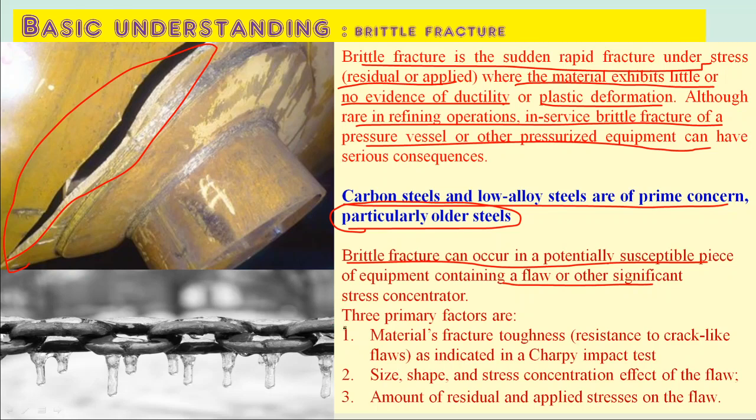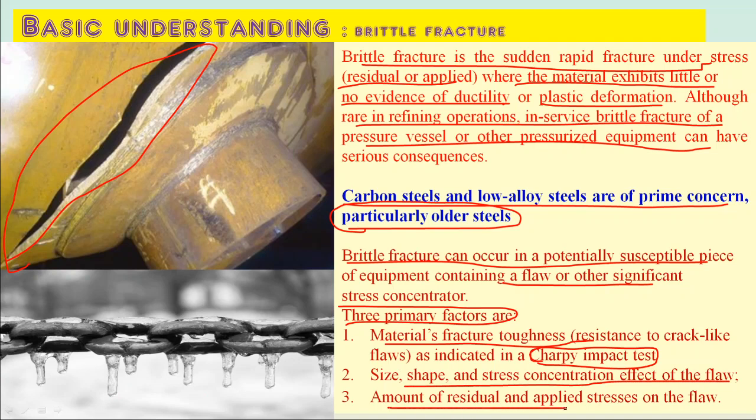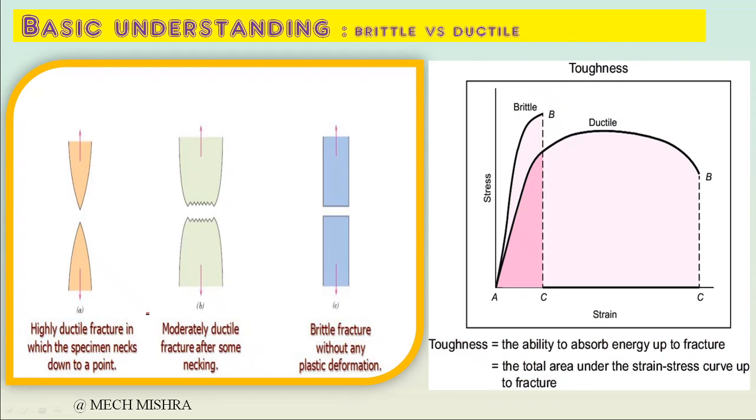So there are three primary factors for brittle fracture. First is the material's fracture toughness, which we check by the Charpy test. We do the impact Charpy test as suggested by code. Then the size and shape, and stress concentration effect of the flaw. And third is the amount of residual stress applied on the flaw. So these are the three critical factors which govern brittle fracture.